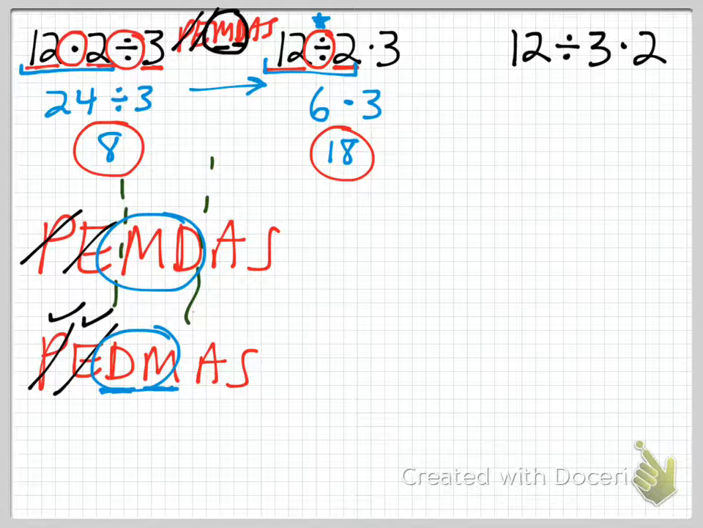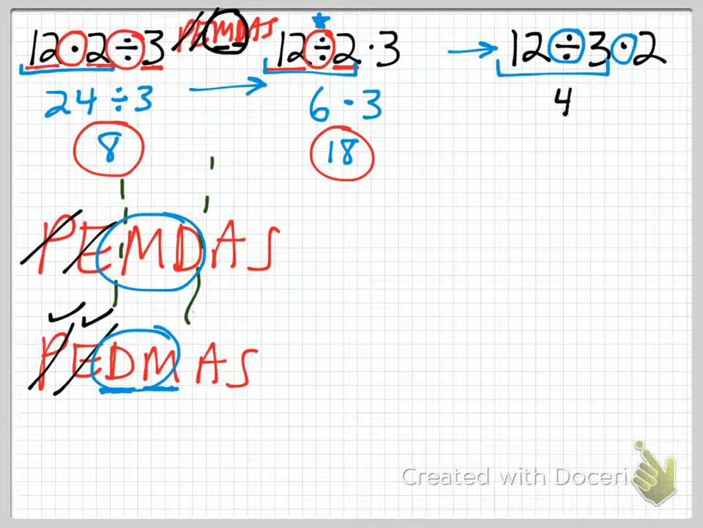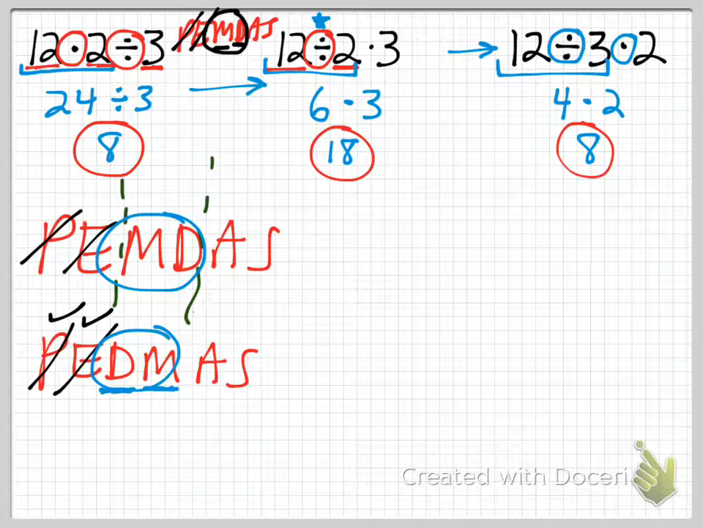Our third problem, if you wanted to do that on your own, noticing again the first operation we come to is division, and then the other one is multiplication. So we're going to go left to right. 12 divided by 3, that's 4. Let's be consistent: 12 divided by 3 is 4, and then 4 times 2 is 8. So we have all three of those: 8, 18, and 8.